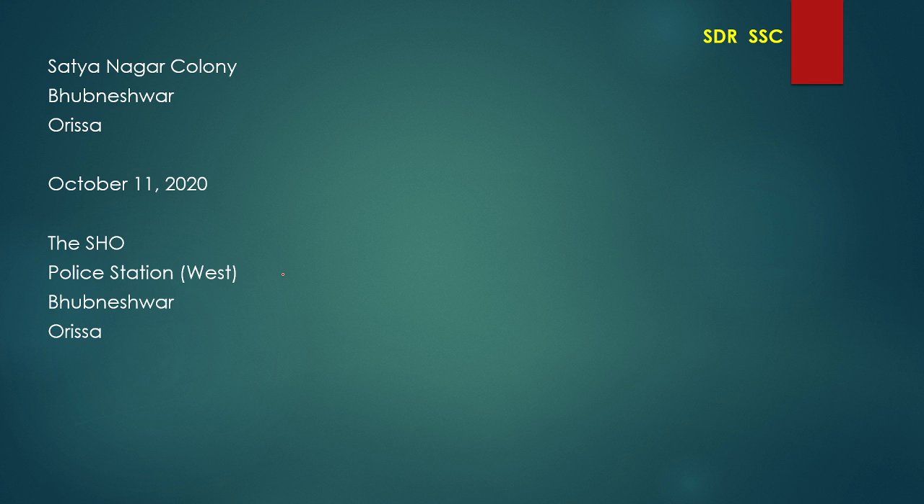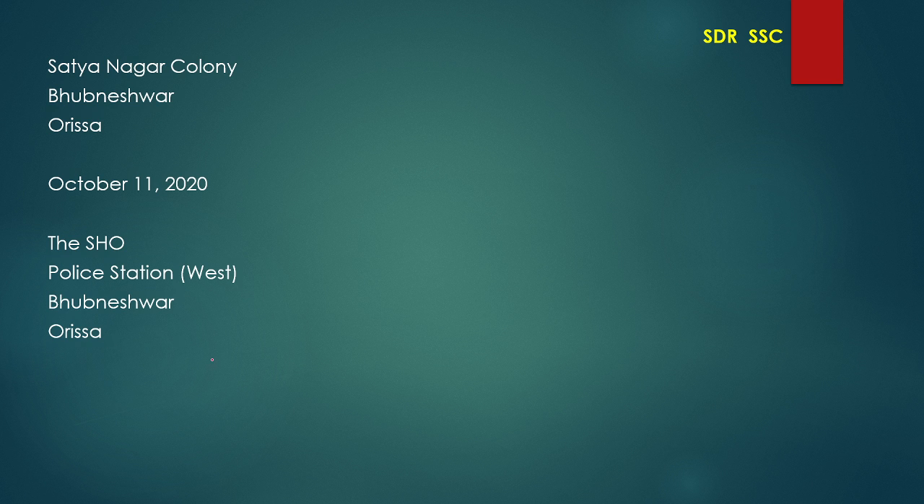Bhubaneswar is a big city, so the city must be divided into parts or subdivisions, and every subdivision will have a separate police station. Maybe this Satyanagar colony is in the west, so that is why I've written police station west. So you just cannot write the local police station. You have to mention which police station. You can write police station A division, B division, or west or north, whatever. But there has to be something specific.